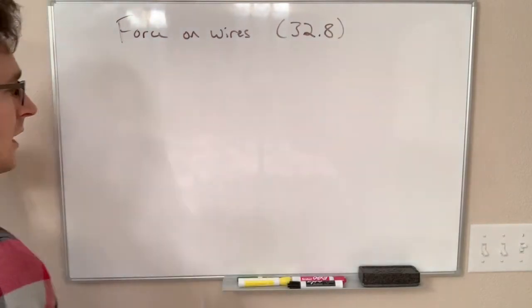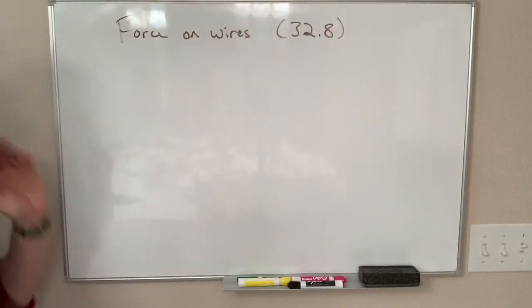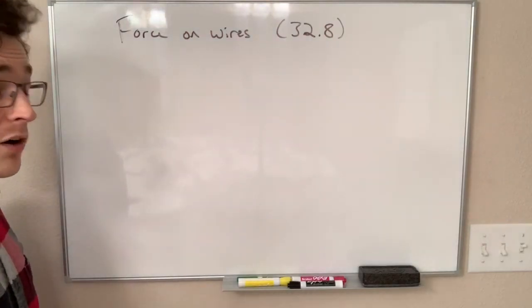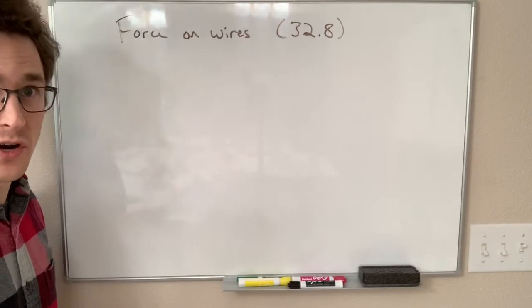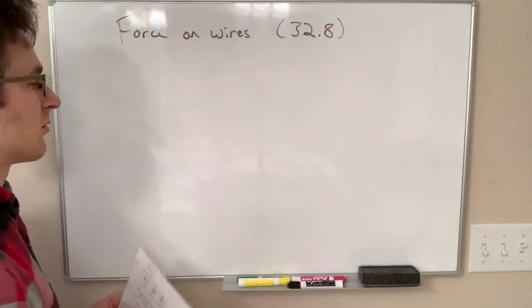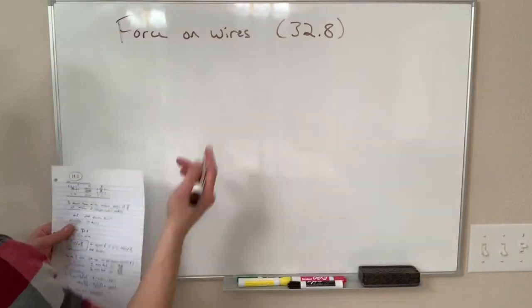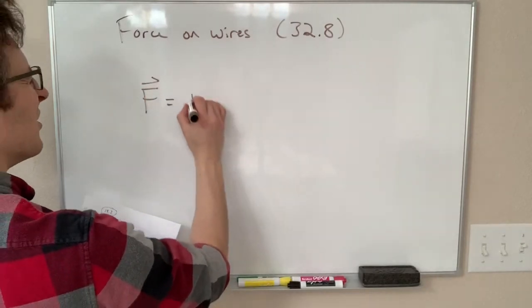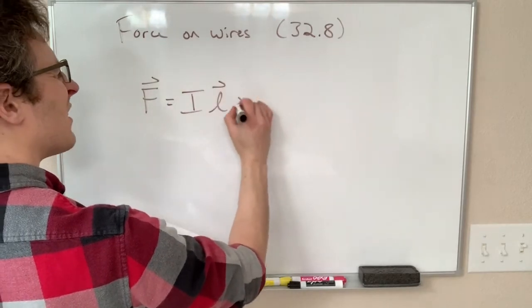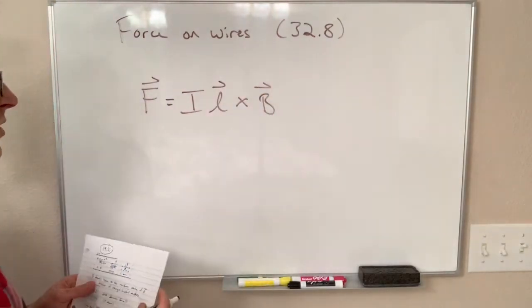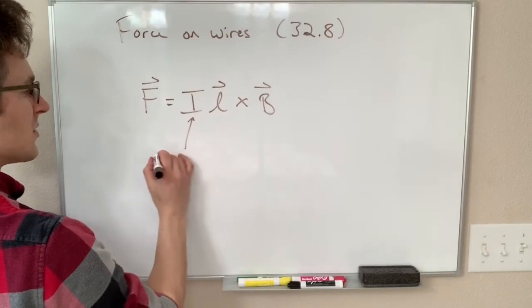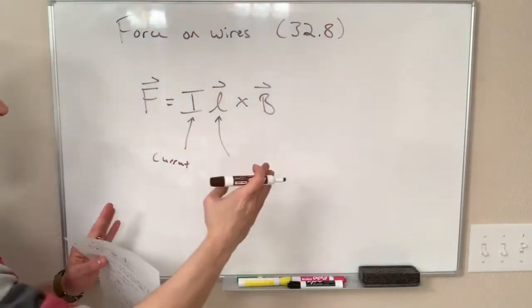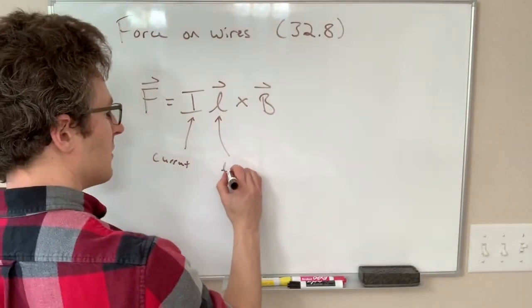So just like how a charge feels a force in a magnetic field if it is moving, a current, which is a bunch of moving charges, also feels a force in a magnetic field. And the equation for this is as follows. Our force is equal to IL cross B. So I here is, of course, our current. L is the length of the segment that we are interested in.